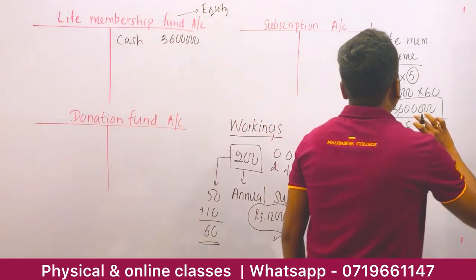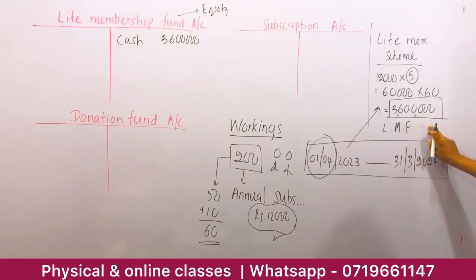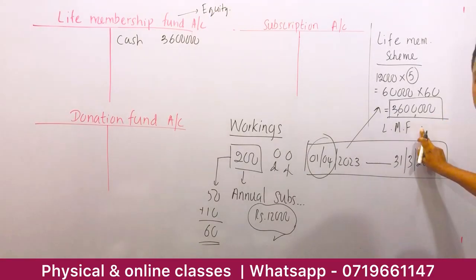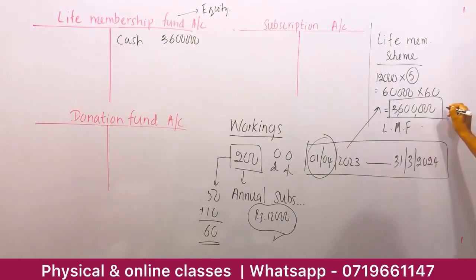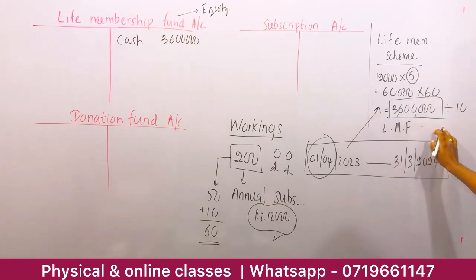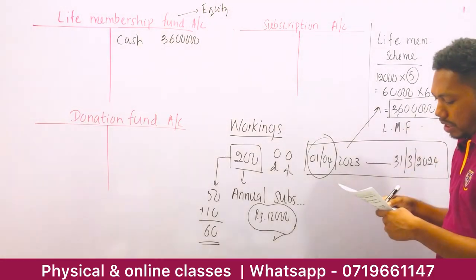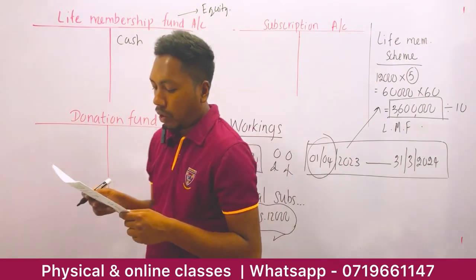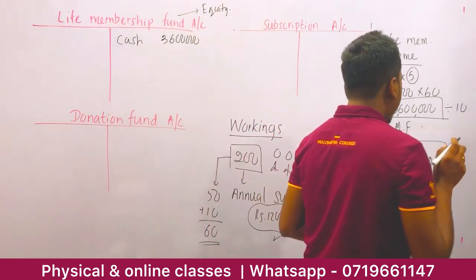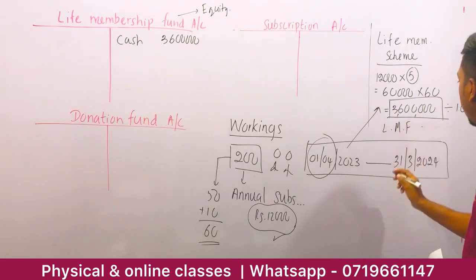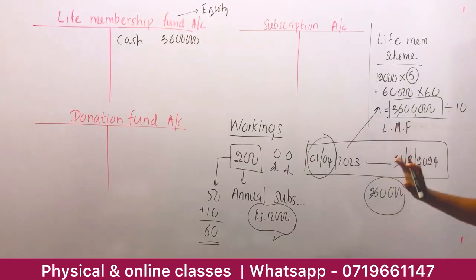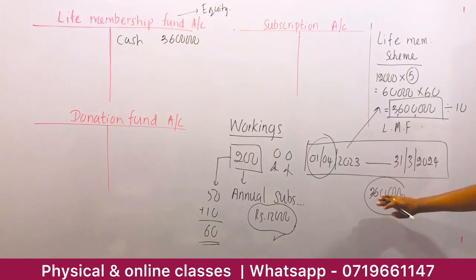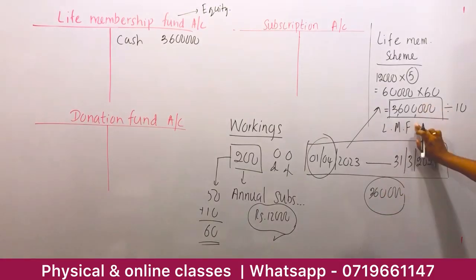Okay. Now here you have life membership fund of 3.6 million, but you can't straight away consider this 3.6 million as the income of the current year, because it says we have to divide this 3.6 million by 10 years. We divide it by 10 years because it says the income should be recognized over a period of 10 years, right? Okay, here when you divide by 10, it would be 360,000. So this amount is the current year life membership income, because we divided 3.6 million by 10, right?